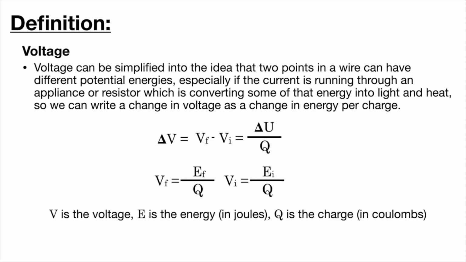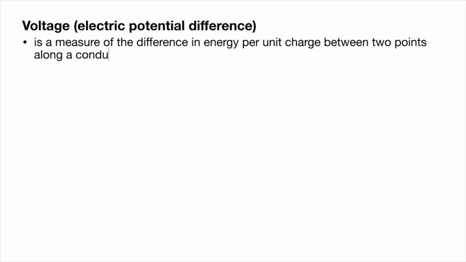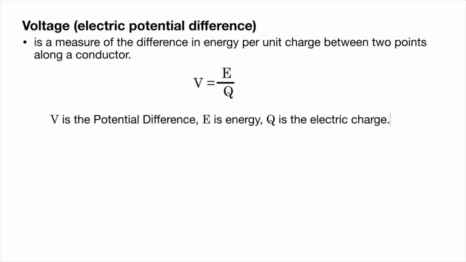So the 1 volt per 1 joule over 1 coulomb becomes V equals E over Q, which is the exact same thing as 1 volt equals 1 joule per 1 coulomb. Voltage, electric potential difference, is a measure of difference in energy per unit charge between 2 points along a conductor. V equals E over Q. V is the potential difference, E is energy, and Q is the electric charge.